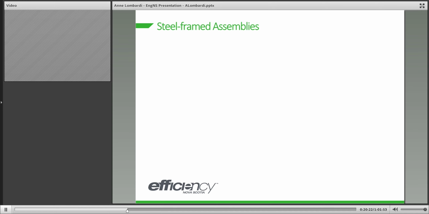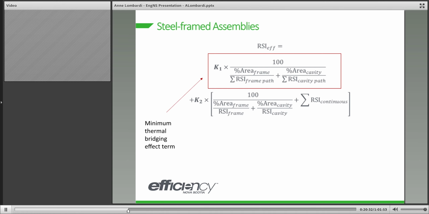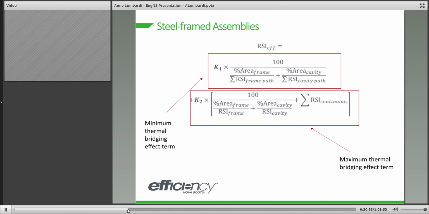The steel framed assemblies equation is similar, and I won't go into those in super detail, but in general, we have these two terms. The first term is the minimum thermal bridging effect term, and the second one is the maximum thermal bridging effect term. And then there are these two constants, K1 and K2, where the value of the constant depends on the spacing, or whether there's insulating sheathing.